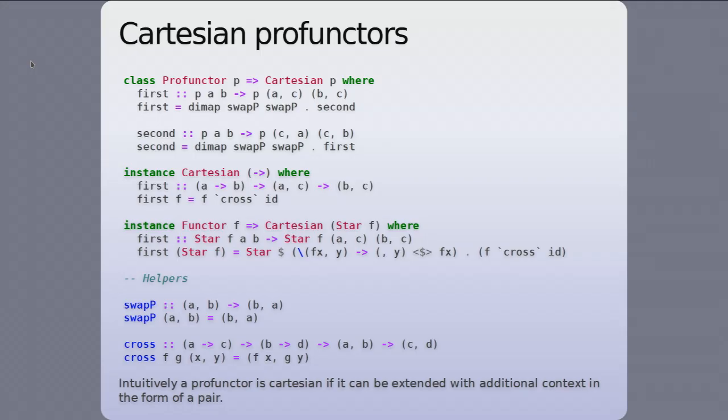So the function arrow is a Cartesian profunctor because we just map over the first coordinate of a pair, and Star f is also a Cartesian profunctor because we do the same, except then we just need to do some additional plumbing by moving the f outside of the type, right, to the outside of the pair.